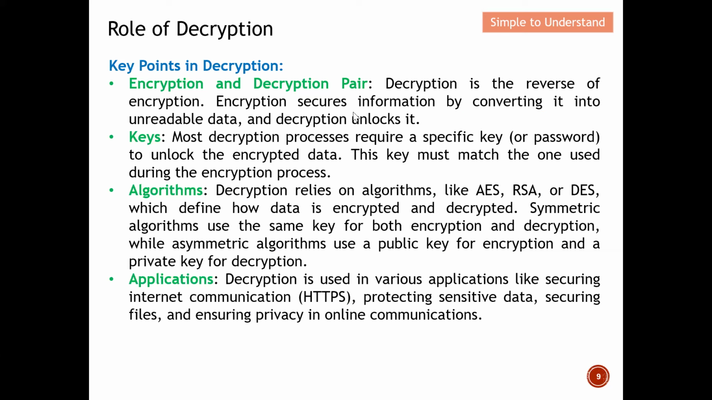Encryption secures information by converting it into unreadable data, and then we need decryption to unlock it. Most of the time, as I showed on the earlier page, we have some form of key. Most decryption processes require a specific key or a password to unlock the encrypted data. This key must match the one that was used during the encryption process, which means that when you encrypt, you have a key, so the identical key will be used for the decryption.